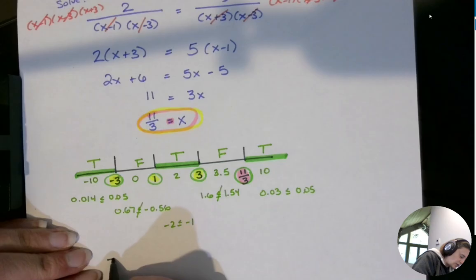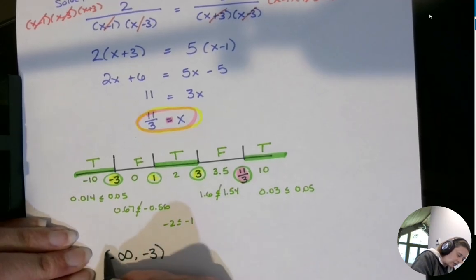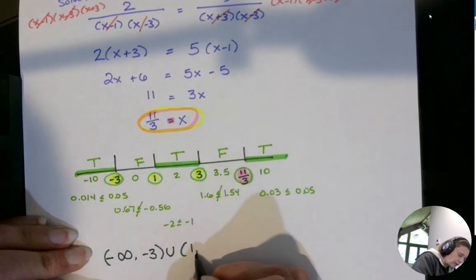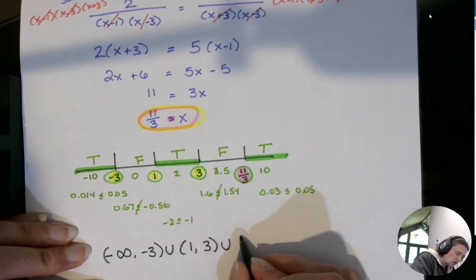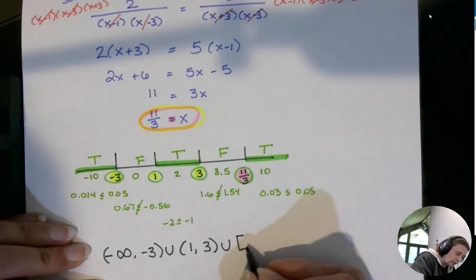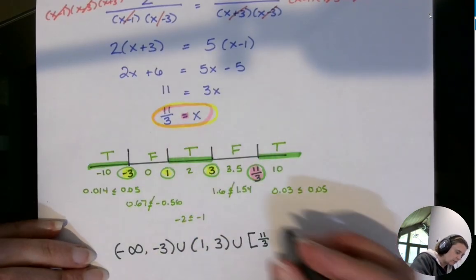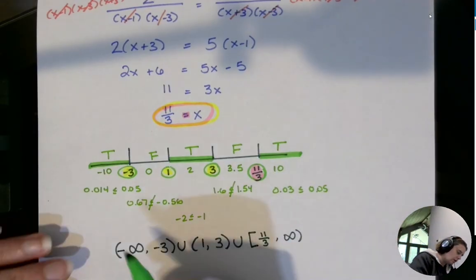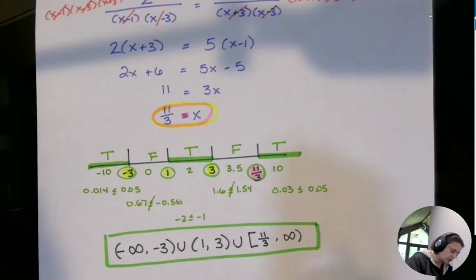So my solution is going to go from negative infinity up to negative 3, not including negative 3. Then it's going to jump to 1, not including 1, up to 3, not including. And then it's going to jump to 11/3, but it is going to include 11/3 because we did have an equal bar in our inequality, and that is a solution value. And that one's going to go up to infinity. So this set of these 3 intervals is going to be the solution here.